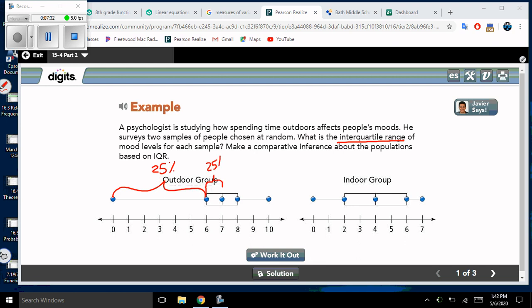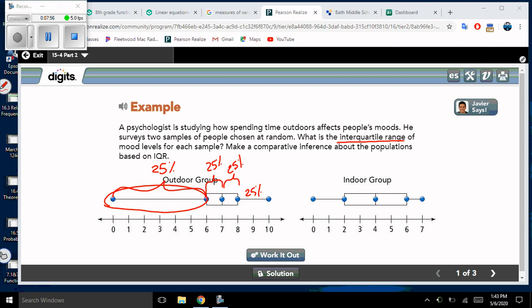25% of the people are here. 25% of the people are in this situation, and then 25% of the people are in this situation. So we're breaking it up into groups of 4, or should I say 4 groups that each have the same amount of people, even though you look at the outdoor group and it looks like this has more people in it, and it really doesn't. They're just spread out more.